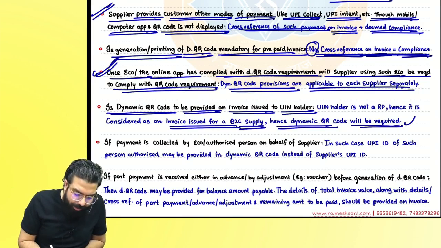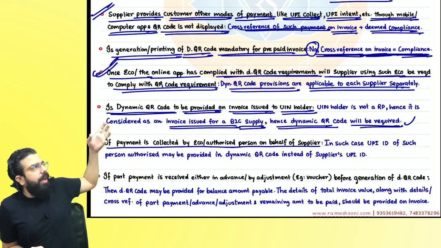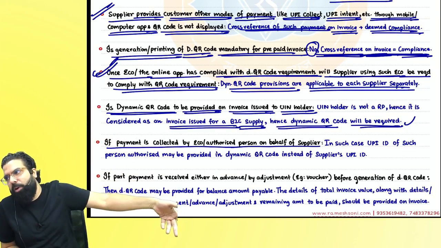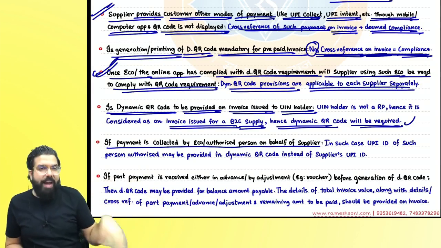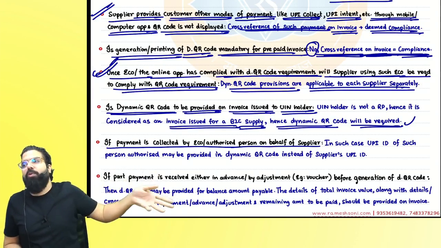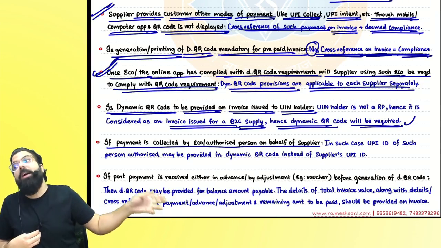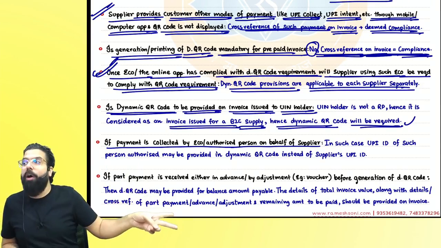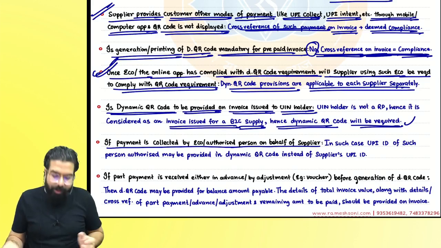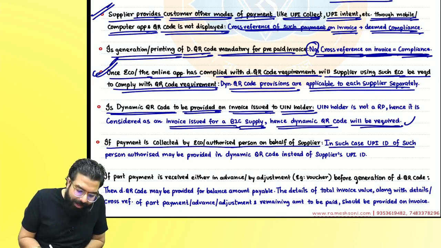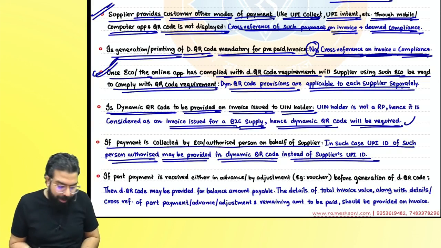Sir, if payment is collected by an e-commerce operator or another person authorized on behalf of the supplier? When Flipkart is collecting payment on my behalf, Flipkart will show the QR code which will have the UPI ID of Flipkart. So if I authorize someone, or an e-commerce operator is collecting payment on my behalf, the UPI ID in the QR code will not be of the supplier, but of the e-commerce operator or the person authorized by me, because that is the person collecting the amount. It says in such a case, the UPI ID of such authorized person may be provided in the dynamic QR code instead of the supplier's UPI ID.